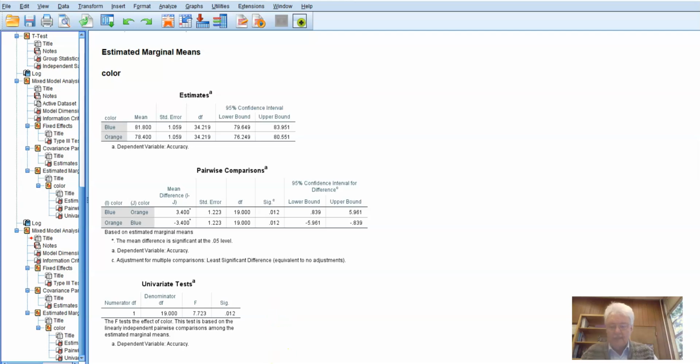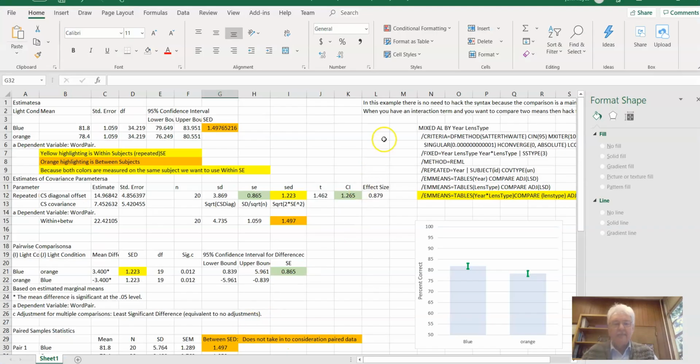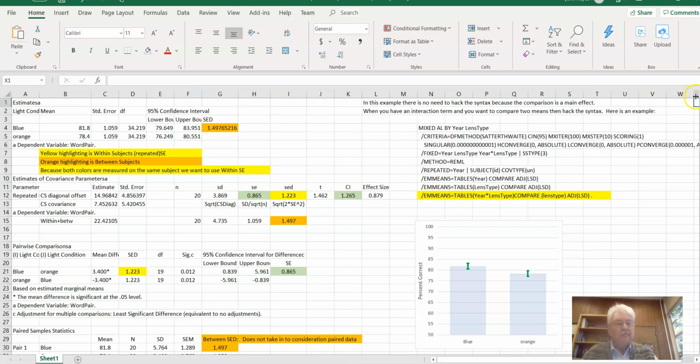Now, let's take a look at some of the things that come up with this. So here are our estimates as they were listed out there, 81.8 and 78.4. And we have a standard error and degrees of freedom and so forth. Now, I want to compute the standard error of the difference. That's what you would use in the t-test. You would take the difference between means divided by the standard error of the difference to get a t.